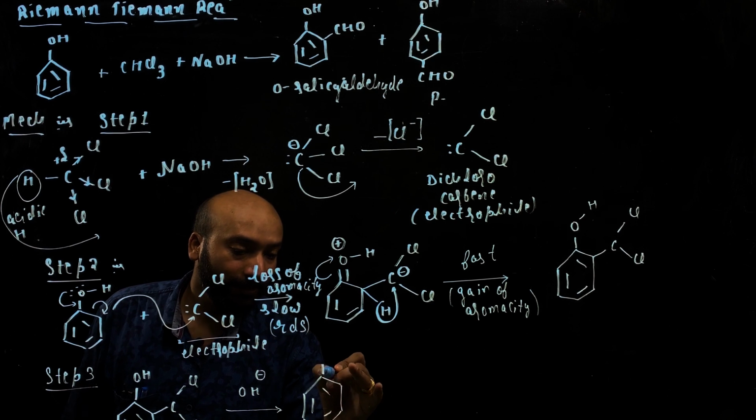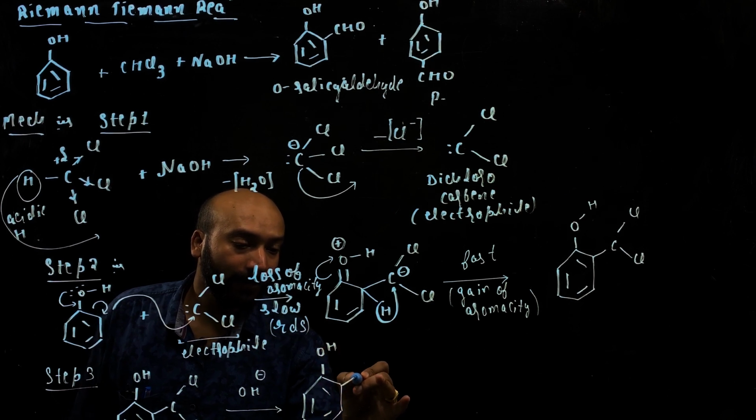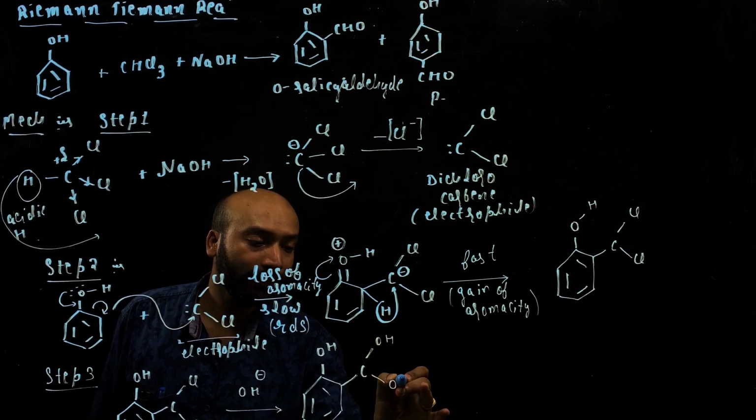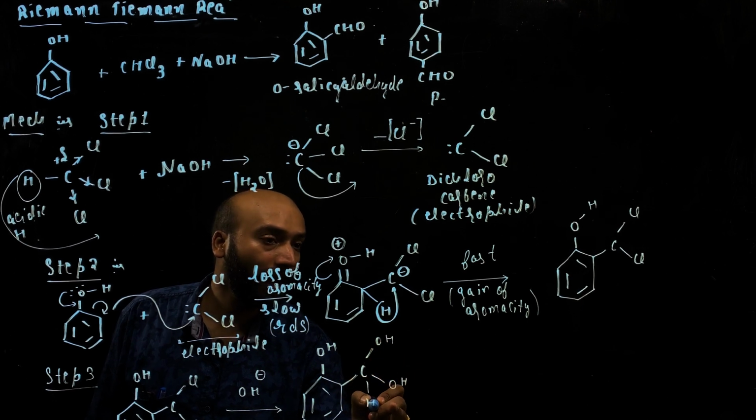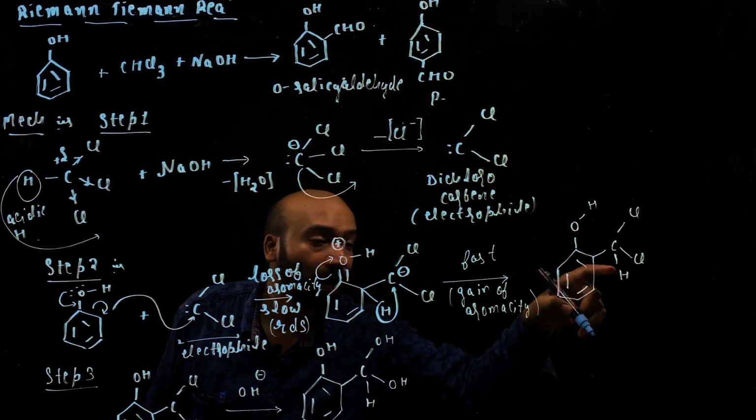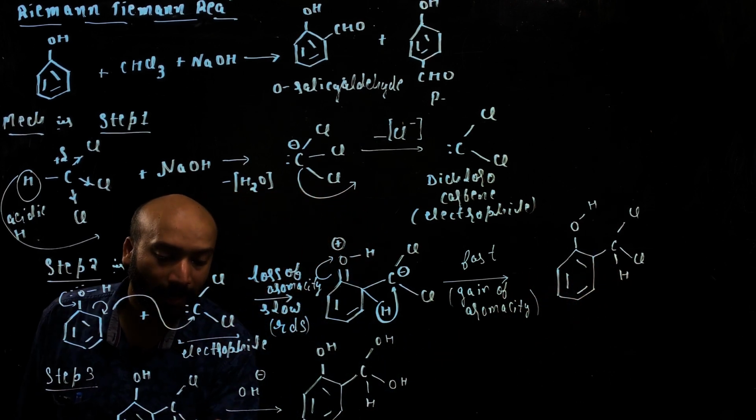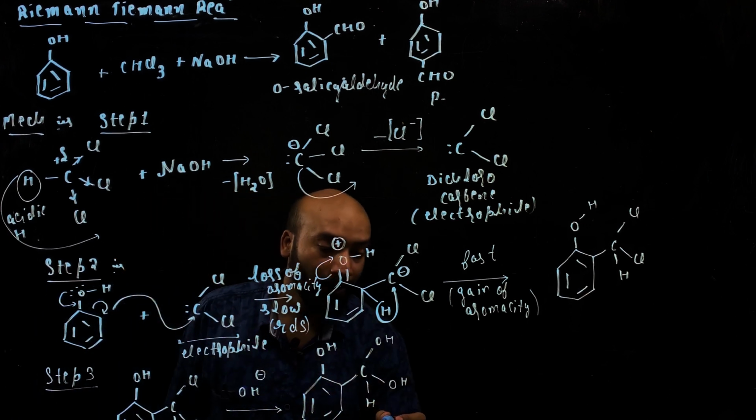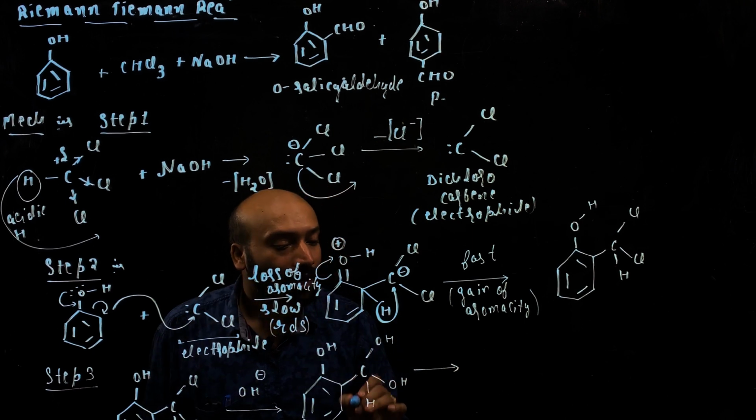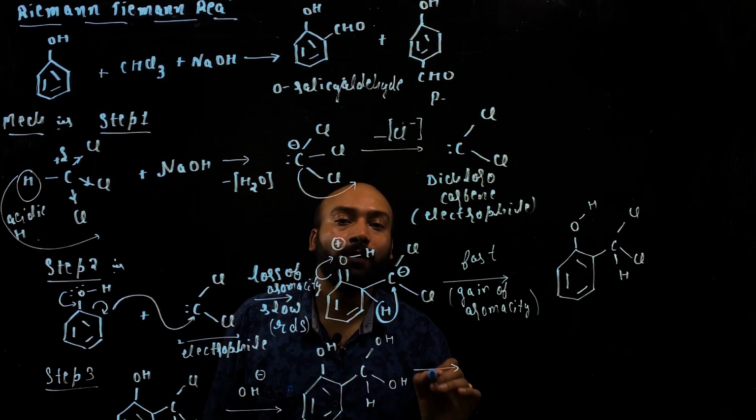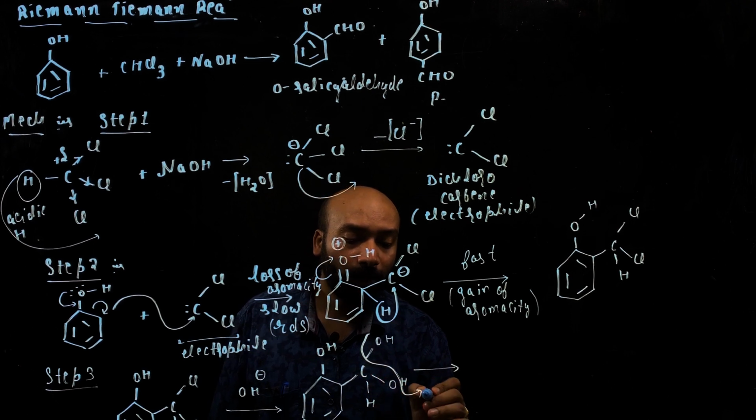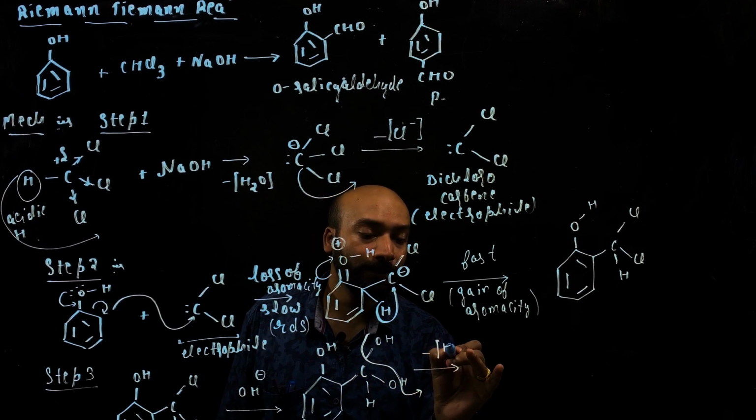So in this step, carbon has OH, this one is OH, this one is OH, and one hydrogen is here. Sorry, I forgot to mention the hydrogen atom here. Now everyone knows that one carbon can't hold two OH, so there is a loss of water molecule from this species.